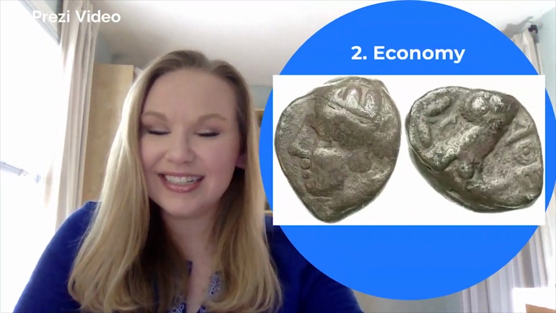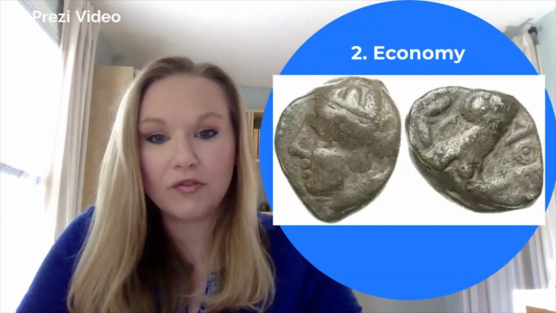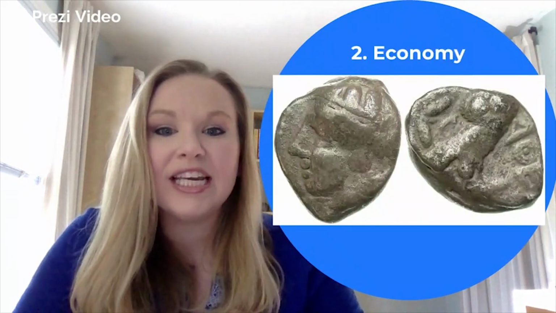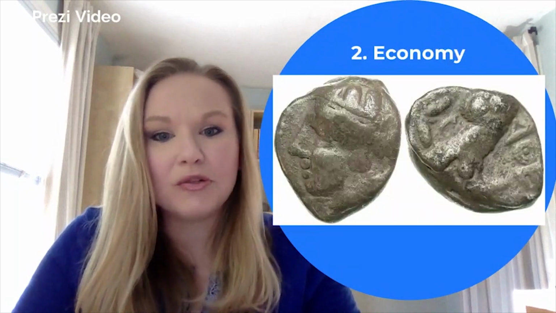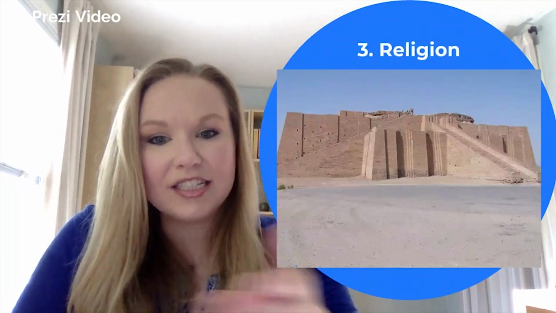Next is the economy. These are 2 ancient coins from Mesopotamia. While they did start as a barter economy, it did eventually evolve into a monetary system. Number 3 represents religion. This is a ziggurat, which is their house of worship.